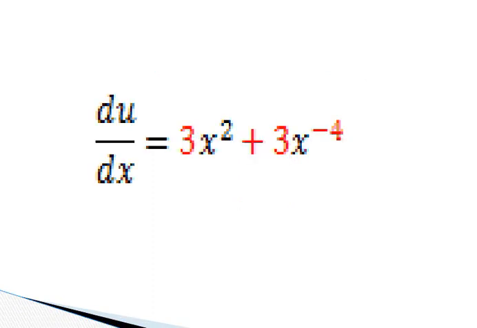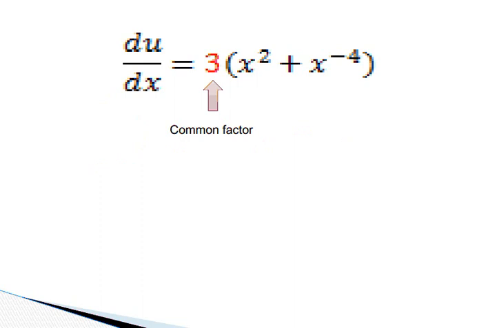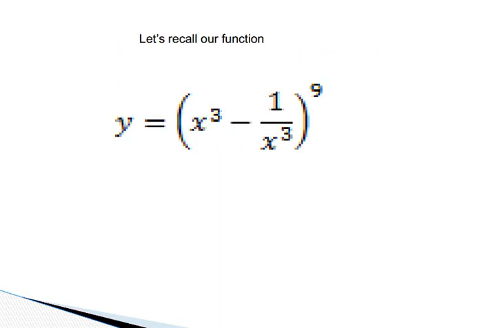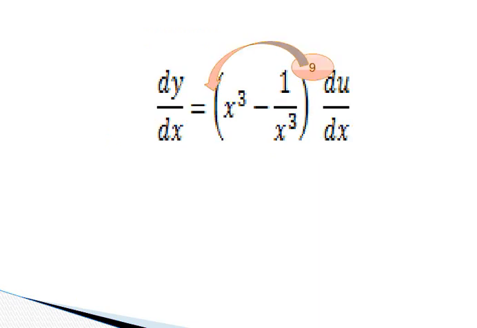So here, please note that a minus sign multiplied by another minus sign gives a plus sign. So du dx becomes 3x squared plus 3x to the power minus 4. So since 3 is a common factor, we can put it outside the bracket, giving us 3 multiplied by (x squared plus x to the power minus 4).